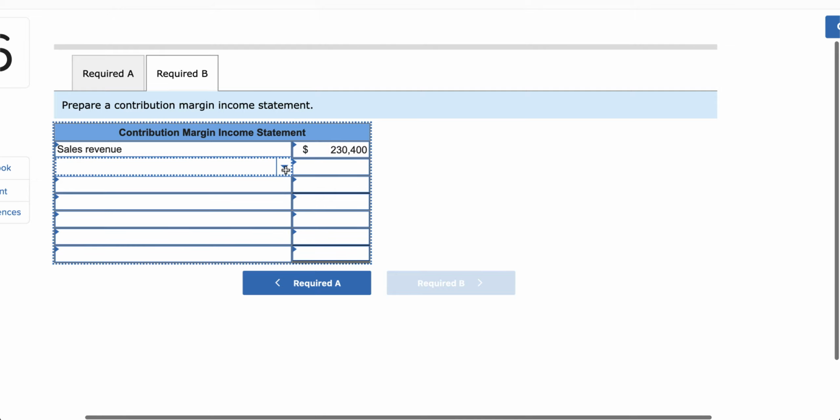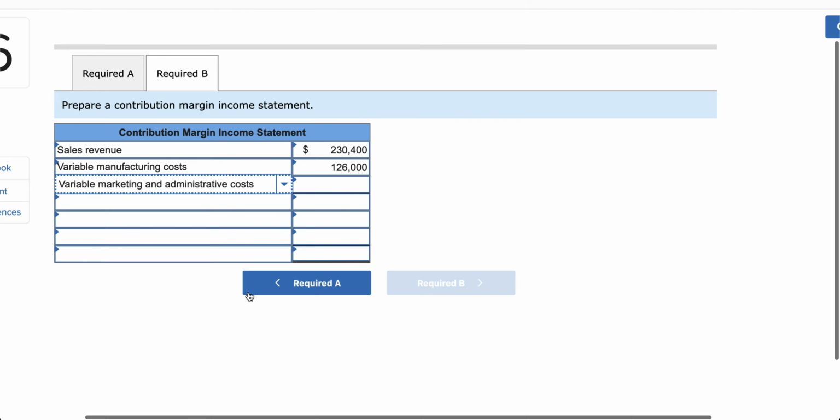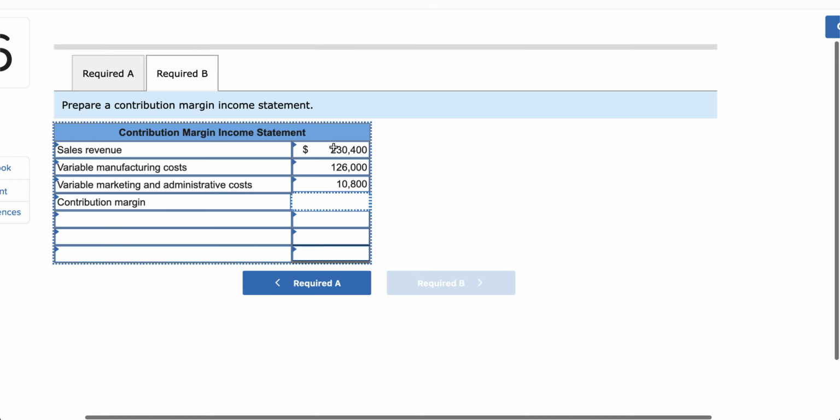Next item will be the variable manufacturing cost. We already calculated that in the previous problem at $126,000. So when you're working this, you might want to take a picture of A so you don't have to calculate again. And then we have our variable marketing and administrative cost, which we again already calculated at $10,800. Those are it for the variable pieces. So the next item is our contribution margin. And we take the sales minus those two numbers. We come up with $93,600.